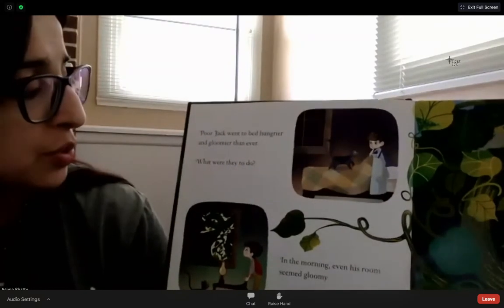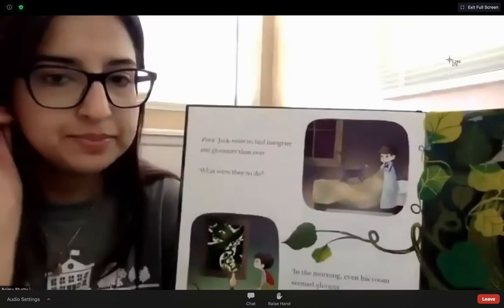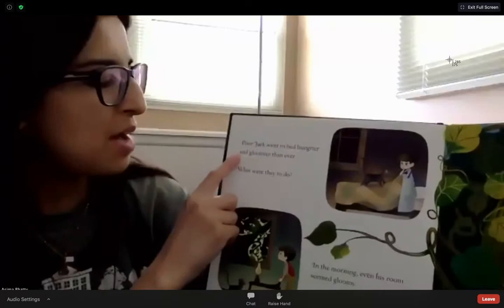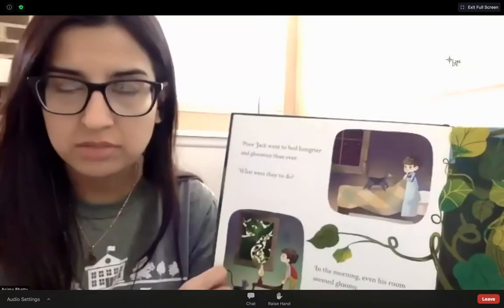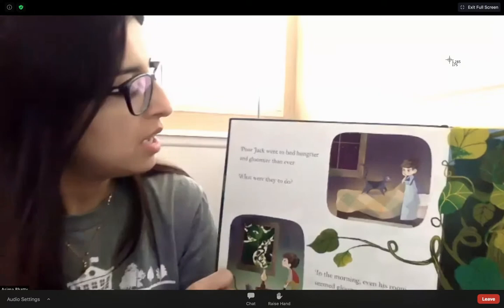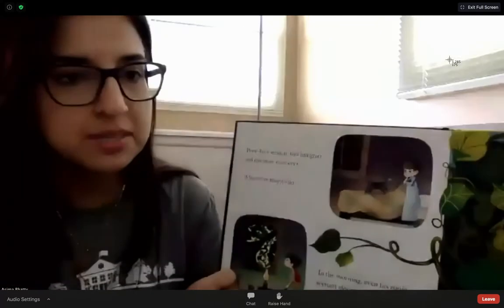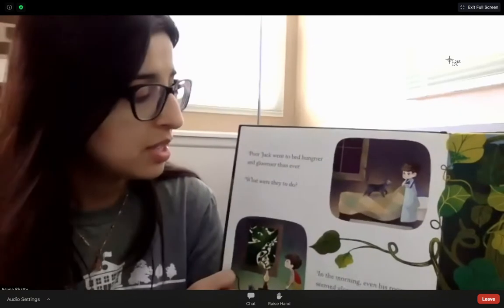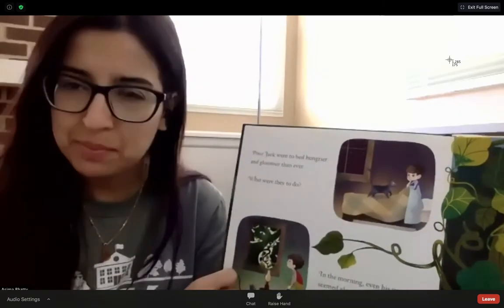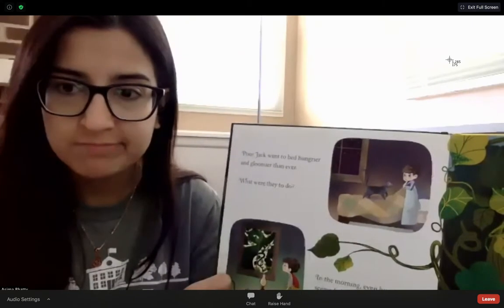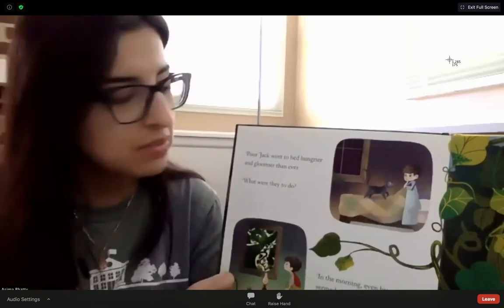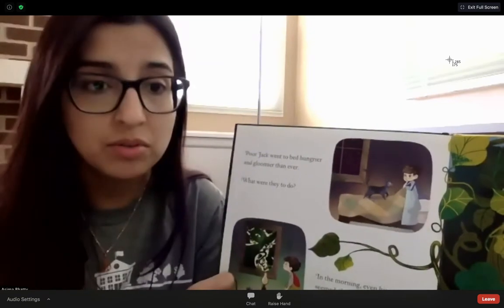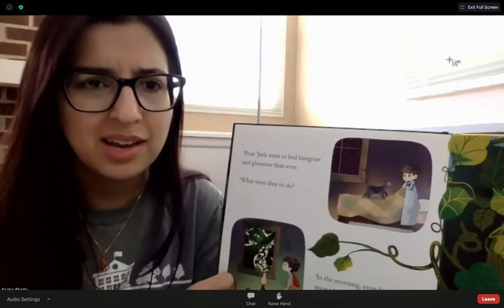What were they to do? I have a question for everyone. I'm not sure what this word means in the sentence. It says gloomier than ever. I'm not sure what that means. It says poor Jack went to bed hungrier and gloomier than ever. If I don't know what a word means, what can I do? Some of you are helping me out. You're saying it means sad. Some of us are saying we don't know. Okay. Yeah, I'm not either.